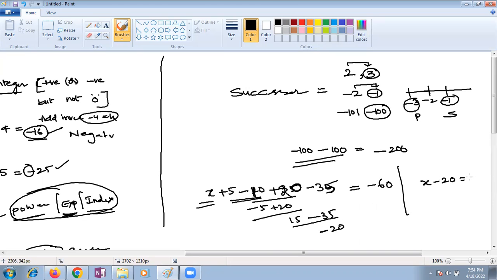Minus 60, minus 20 will give you, if you try the other side, minus 60 plus 20 will give you minus 40. Very good. I have a trick to do this one.